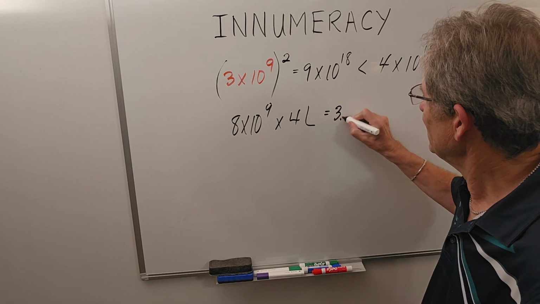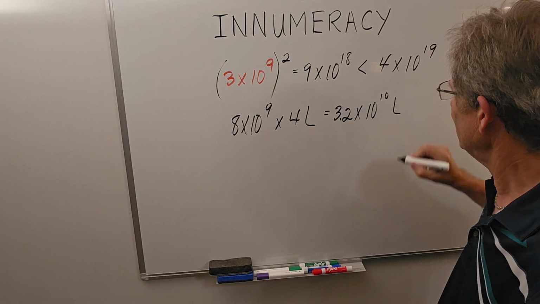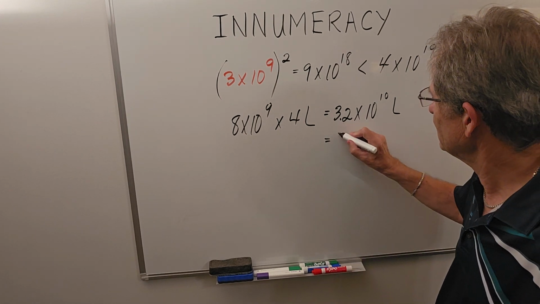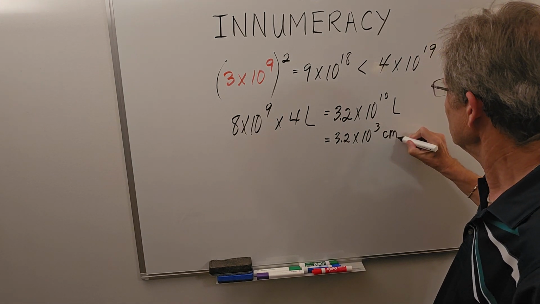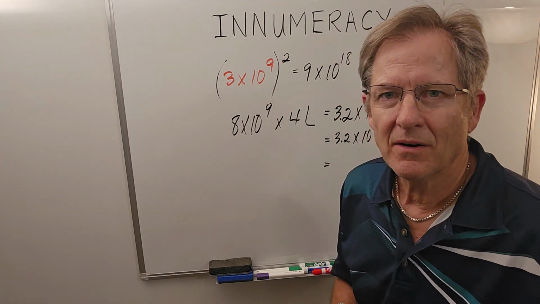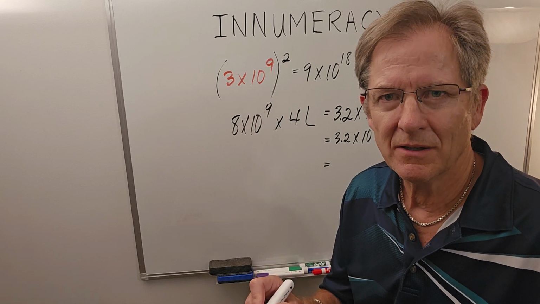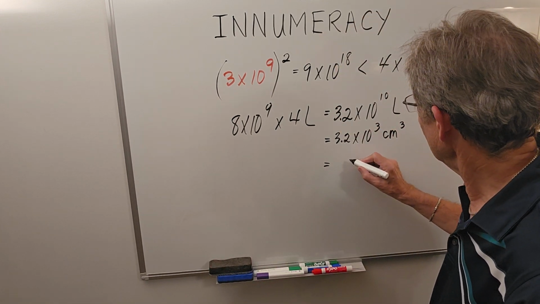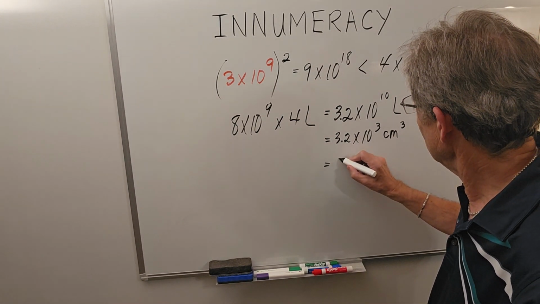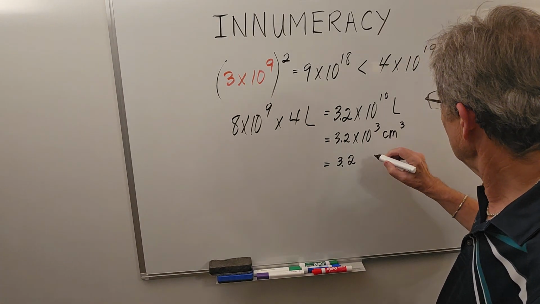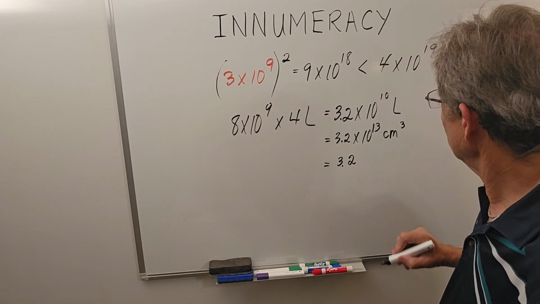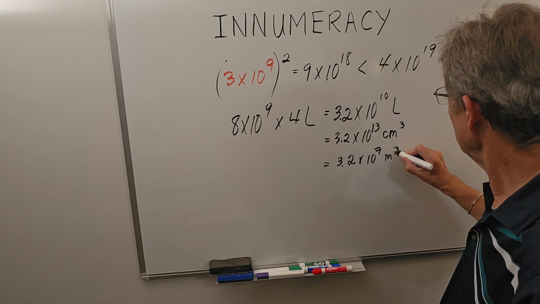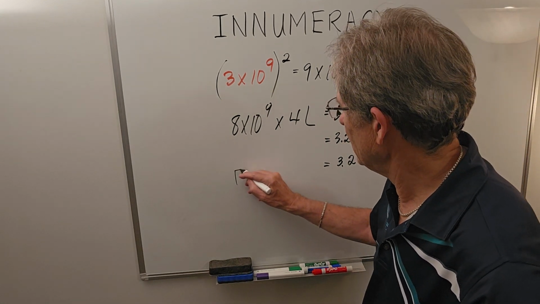So that's approximately 3.2 times 10 to the 10 liters. Of course, 1 liter is 1,000 milliliters, or 1,000 cubic centimeters, so that's 3.2 times 10 to the 13 cubic centimeters. There are 1,000,000 cubic centimeters in a cubic meter, because there's 100 centimeters in a meter, so 100 cubed is 1,000,000. So if I change that to cubic meters, I get 3.2, wait a minute, is that right there? That's 13, sorry. So that's about 3.2 times 10 to the 7 cubic meters.